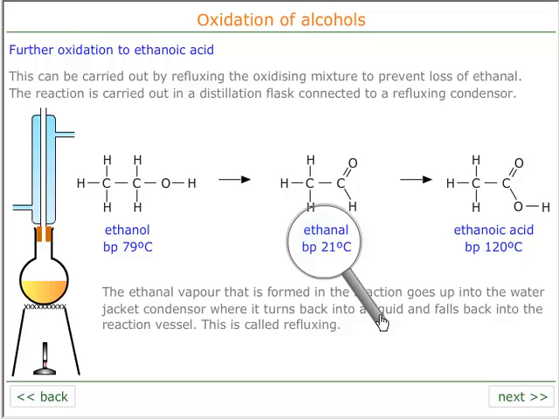produced. However, if we have the apparatus arranged so that the water jacket condenser is vertical, the ethanal will recondense inside this water jacket condenser and fall back into this vessel. This is known as refluxing. It's a very well-known technique for ensuring maximum temperature of reactants in an organic reaction.